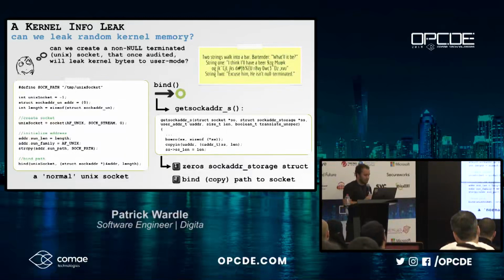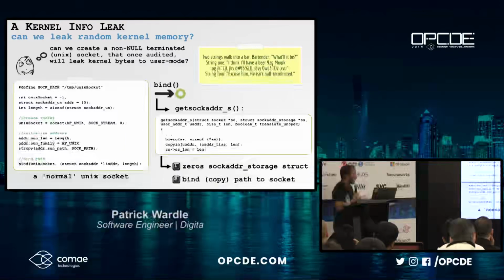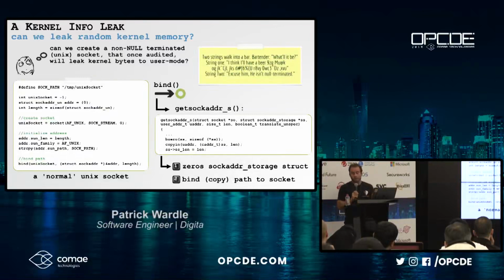So let's take a closer look at this. First, we have some code that creates a Unix socket. If we look at the kernel, we see that when we call bind on this, it's going to call a function called get_s. What this function does is zero out a structure, and then copy in the socket structure that we're trying to audit. So basically, it's copying it in from user mode to kernel mode, via the copy_in method, which just copies in some specified number of bytes.